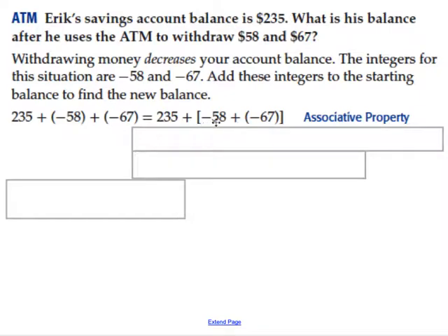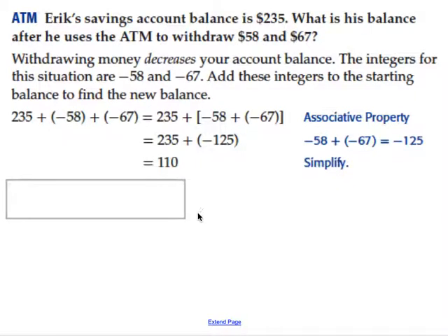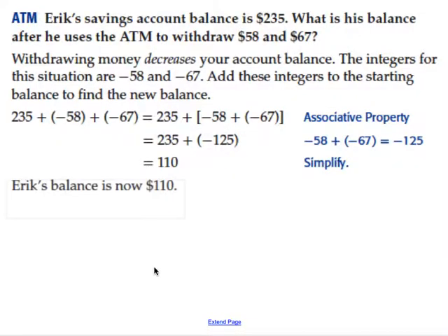So we have the same sign. Use whichever of those two methods you prefer. When you add the two negatives together, you get $125, and that's still negative. Both are negative, same sign, add the numbers, and the answer is still negative. If you owe money and you owe more money, you owe a lot of money. So now we have a positive 235 that's in his account. We're taking away 125 from his account, so that's like a subtraction problem, and we're left with $110. So his new balance would be $110.